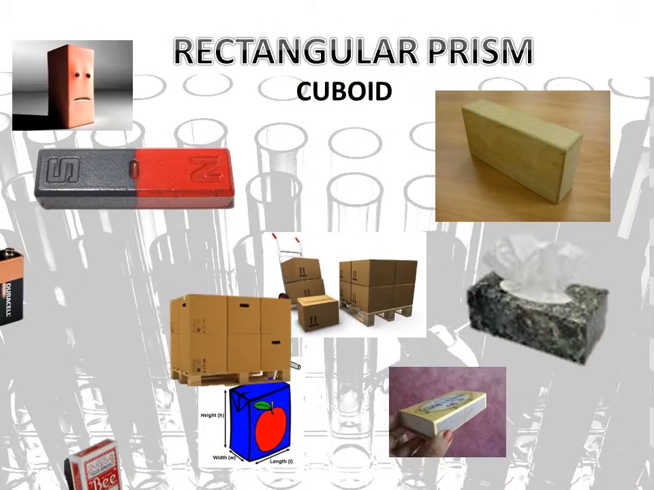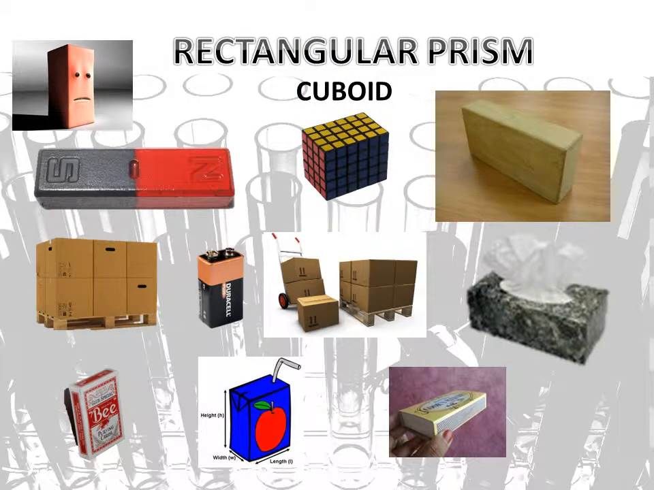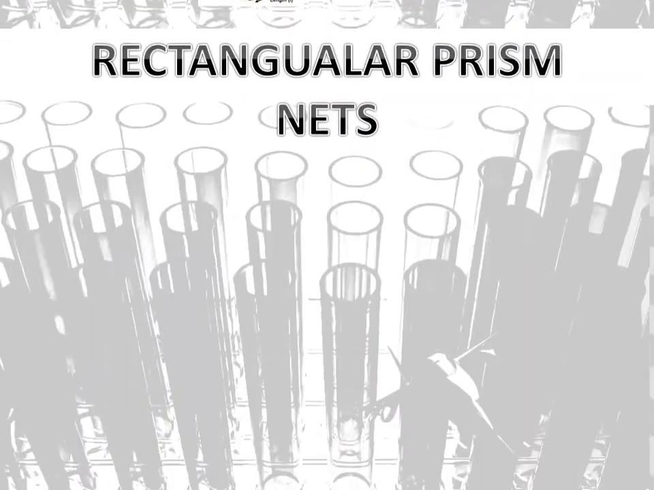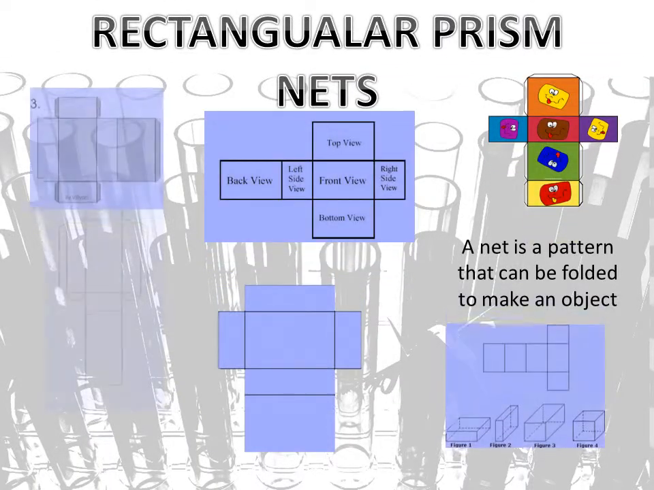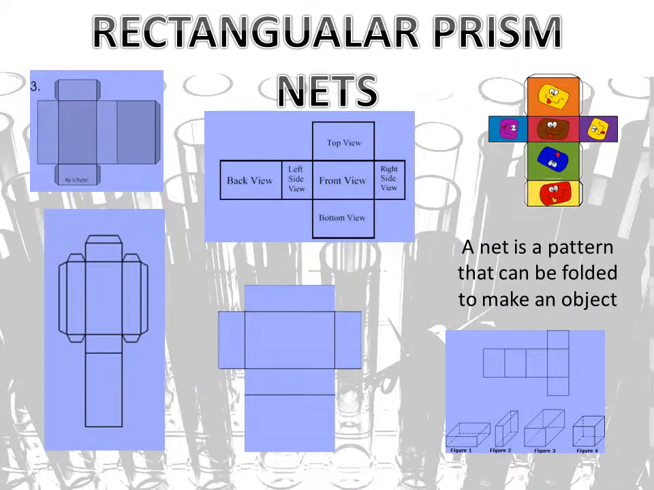Here are some examples of rectangular prisms. We have a magnet, a battery, a deck of cards, a box, a matchbox, and many more. To build a rectangular prism, you need a flat design which you will fold into a 3D shape. This flat design is called a net.